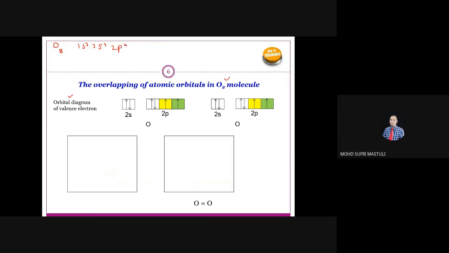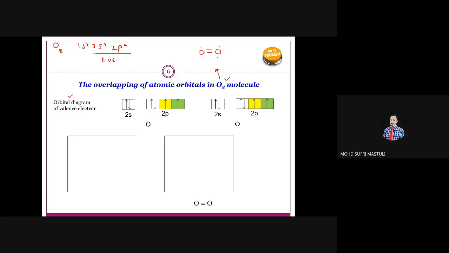So the valence electron is the outermost orbital, 4 plus 2, which is 6 valence electrons. So we draw the orbital diagram for the first oxygen. The Lewis structure should be like this, with two lone pairs, and they have another two lone pairs.